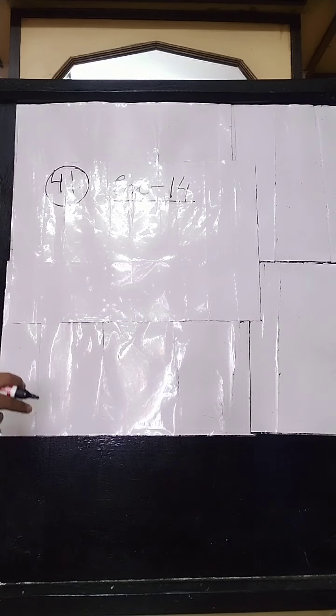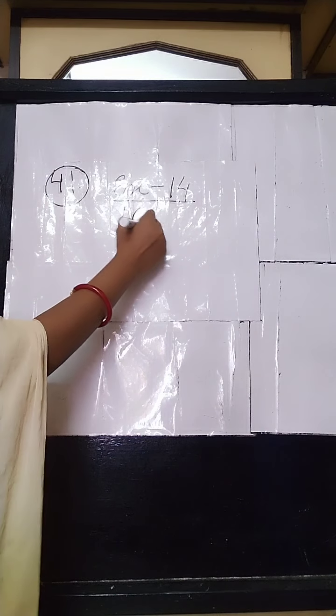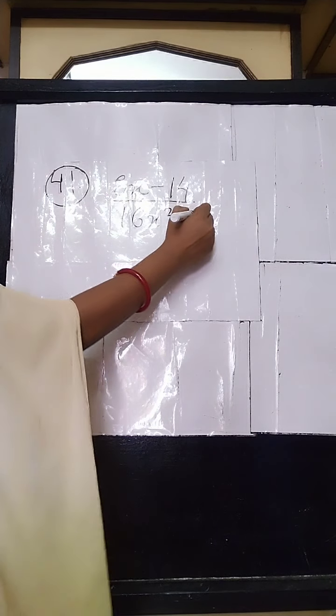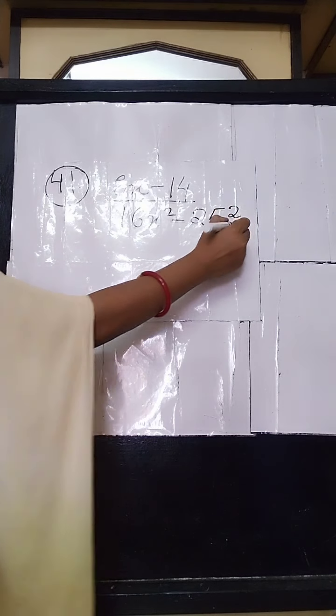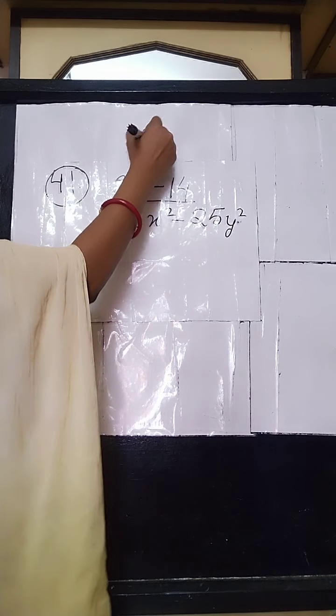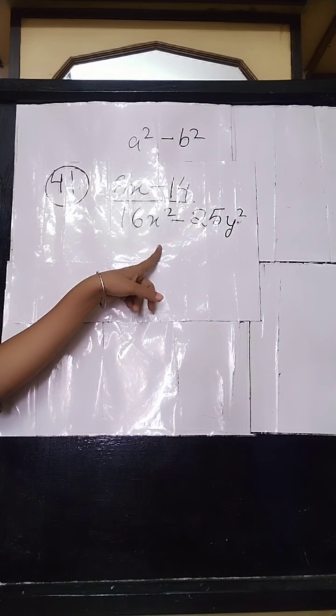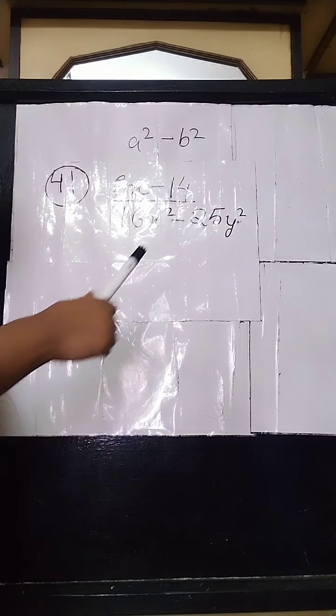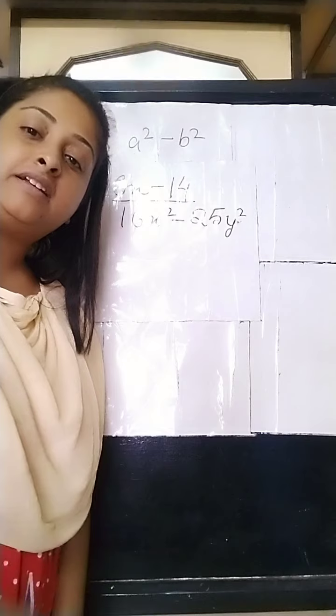Sum number 41, it is given that 16x square minus 25y square. This has been given to you. So this sum we can easily relate with the formula a square minus b square. We can easily relate 16x square minus 25y square with the formula a square minus b square.